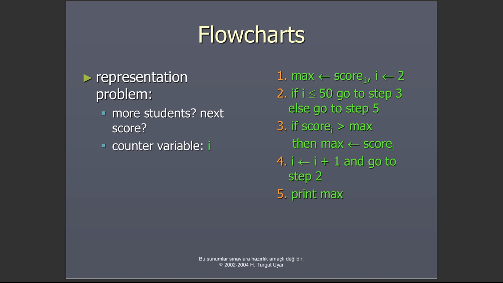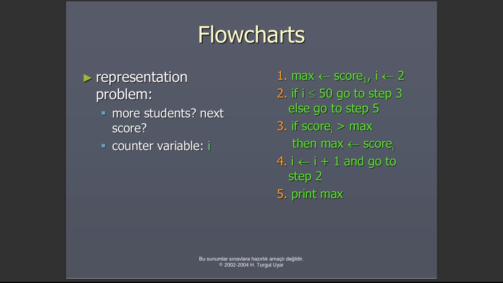If it is, we compare the score at position I with our current max. If this new score is bigger, it becomes our new max. Then we increase I by 1 and check again. We continue until we have checked all 50 scores. Finally, we show the maximum value we found. Very easy. This algorithm is not hard.